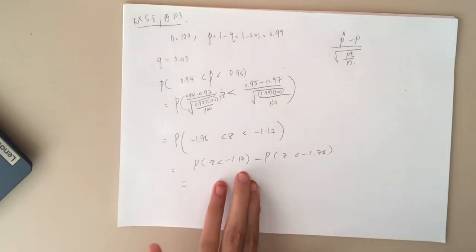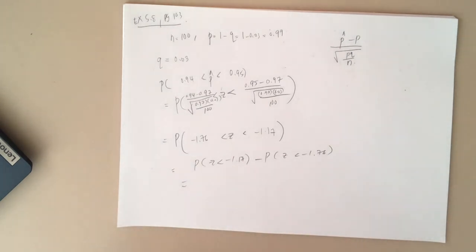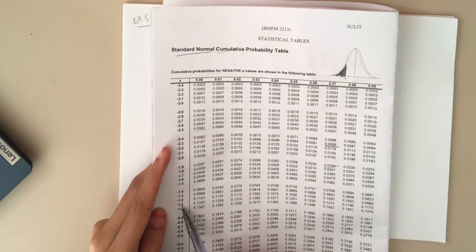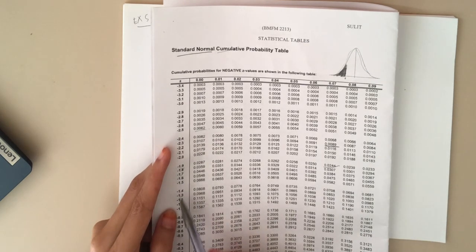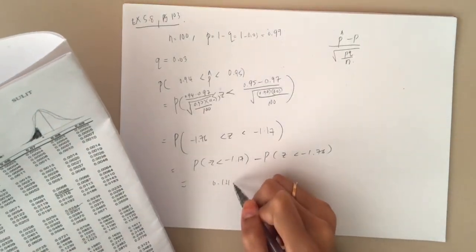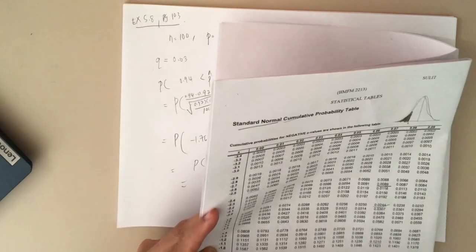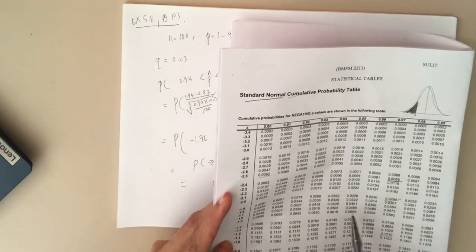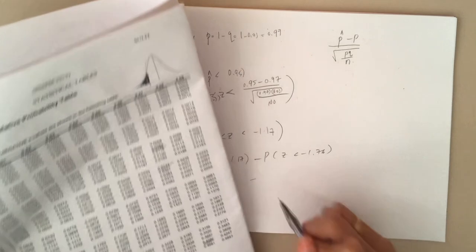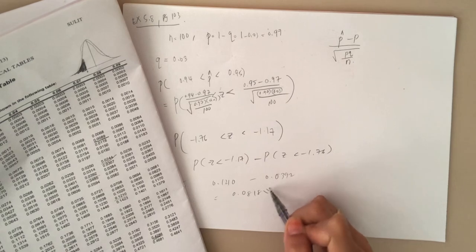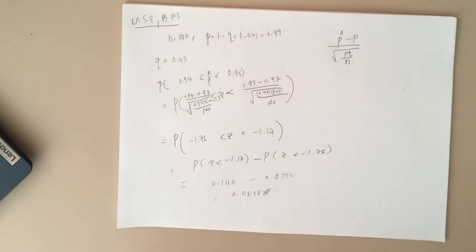By using the table again, where is negative 1.17? Negative 1.17 here is 0.1200. Then negative 1.67, sorry, negative 1.76, is 0.0392. So the final answer is this one. Okay, class. Yes.